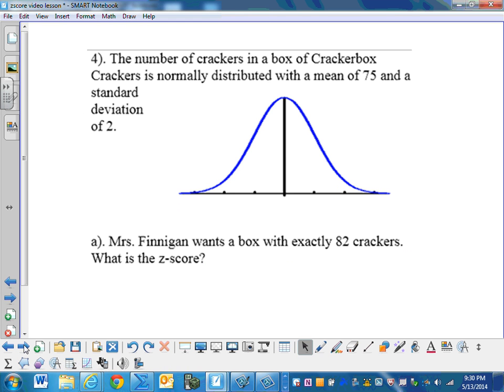The number of crackers in a box of Cracker Box crackers is normally distributed with a mean of 75 and a standard deviation of 2. Mrs. Finnegan wants a box with exactly 82 crackers. What is the z-score? Go ahead and calculate.